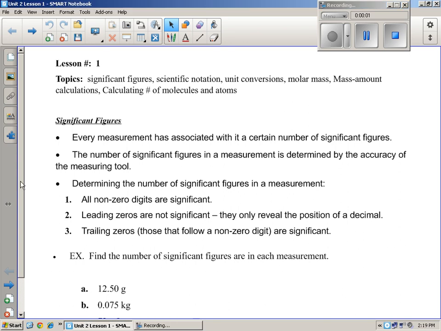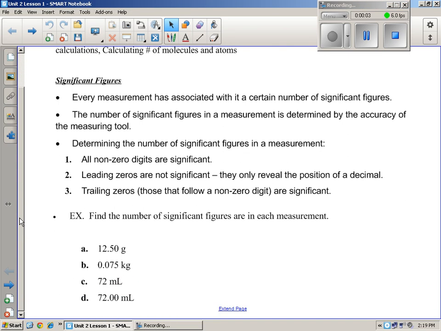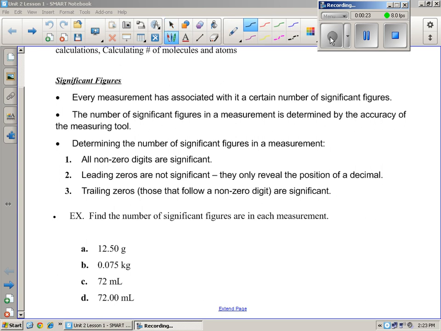Just a quick reminder about significant figures. Every measurement, of course, has significant figures associated with it. Once again, all non-zeros are significant. Leading zeros are not significant, so zeros in front aren't significant. Zeros at the end are.